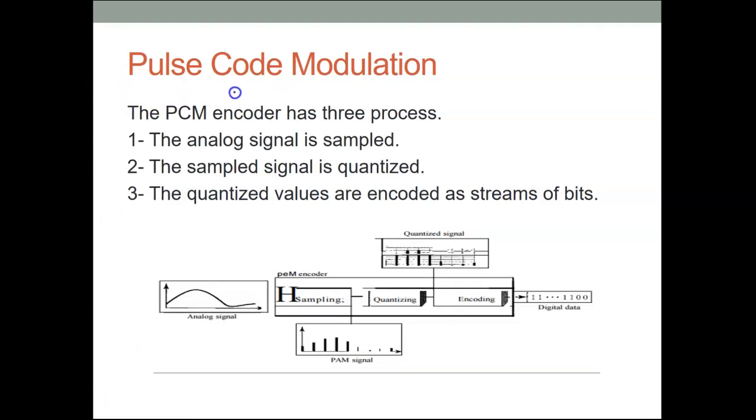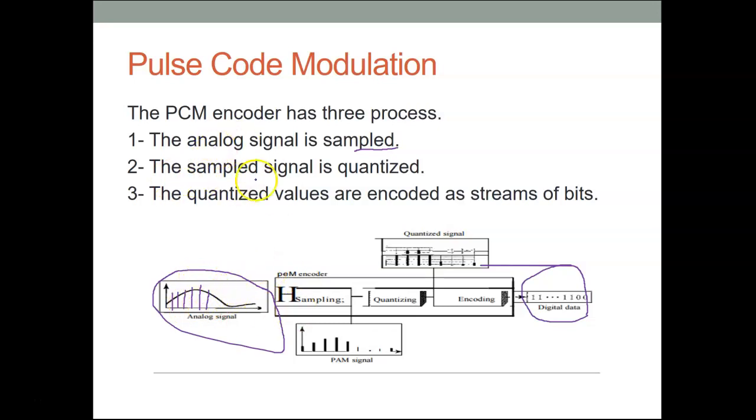In pulse code modulation, I have a signal like this, this wave, an analog signal, and I want to change it to digital data at the end, or to a digital signal first and then to digital data. So what I do here, I have this wave, I cut it into smaller parts, for example every 1 second I draw a line. I divide the big wave into parts, we call it sampling here. So the analog signal is sampled. I divide it into smaller parts.